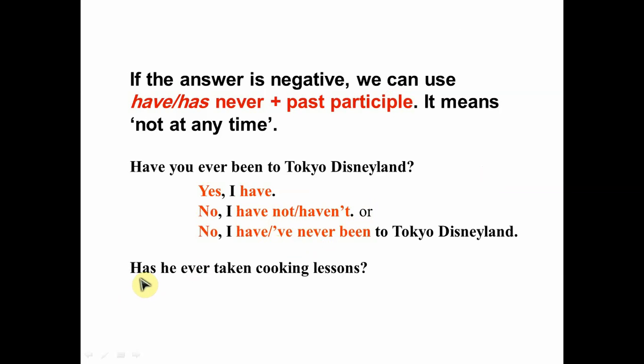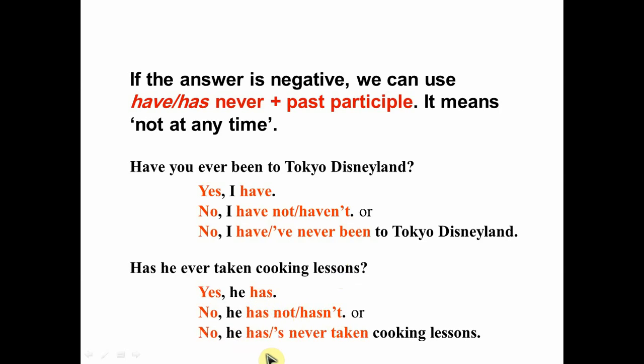Also, when someone asks you, has he ever taken cooking lessons? Yes, he has, or no, he hasn't, or no, he has not. Or also you can say, no, he has never taken cooking lessons. So here we can say never instead of not.